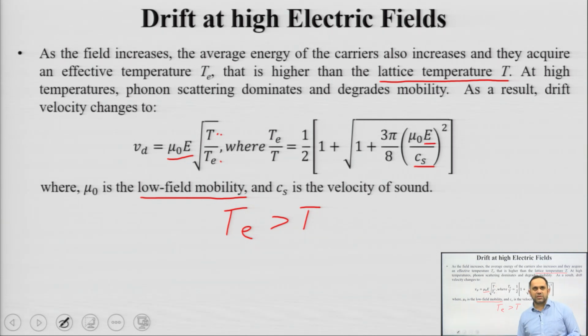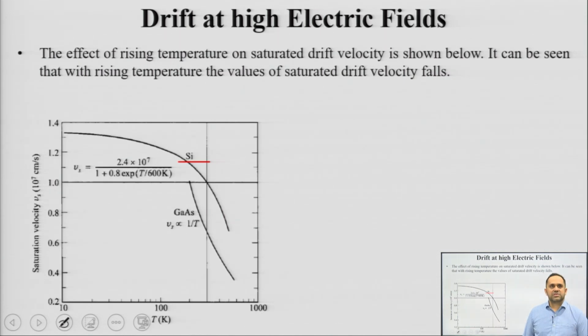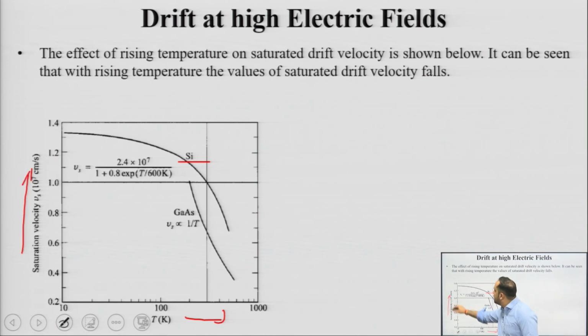Okay. So, this is the effect on mobility and drift of charge carriers when a very high value of electric field is applied, right. So, this graph also tells you what happens when temperature tends to increase. Your x axis is temperature, and the value of saturation velocity, that velocity which is supposed to become constant at high fields, also starts to roll off.